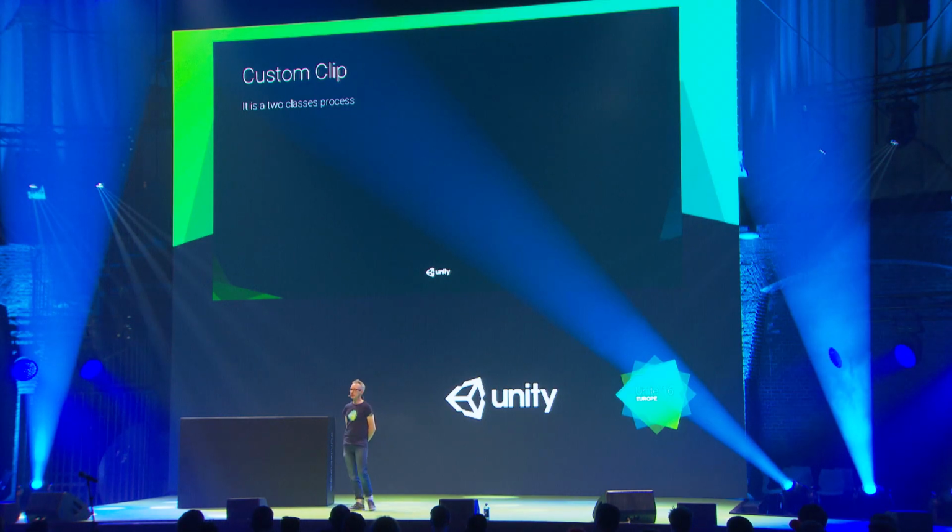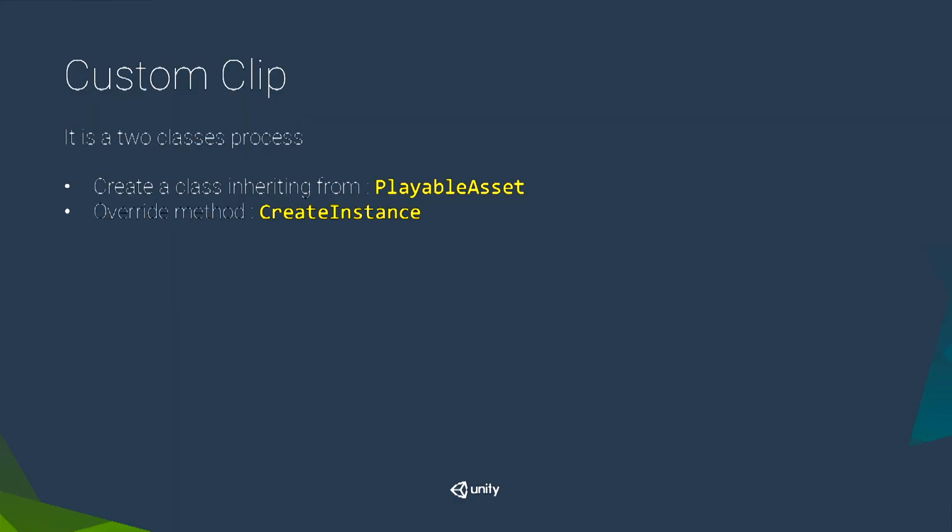Then we have the custom clips. The custom clips, this is where the logic goes on a track. So it's a 2-class process. First, you create a class inheriting from the PlayableAsset. Then you override the method CreateInstance, which creates an instance of your clip. Then, from there, you create another class inheriting from ScriptPlayable.